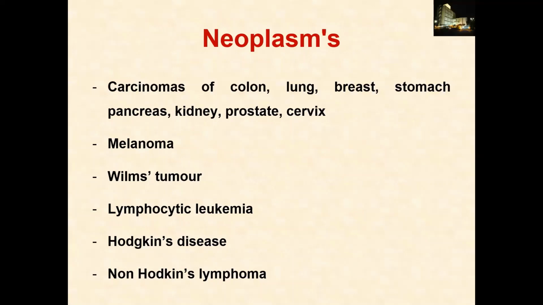Also, it's a very common association of membranous glomerulopathy with neoplasms. Malignancy is a common association for membranous, like visceral organ carcinomas: colon, lung, breast, stomach, pancreas. Any carcinoma is a very common association. Also, others like melanoma, Wilms tumor, lymphocytic leukemia, Hodgkin disease, and non-Hodgkin lymphoma as well.